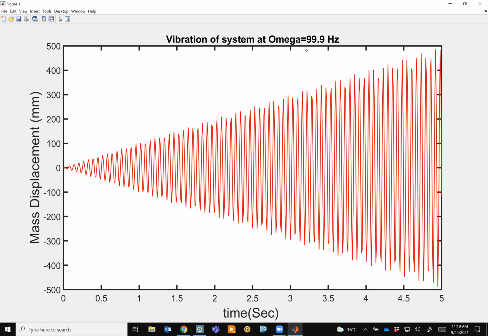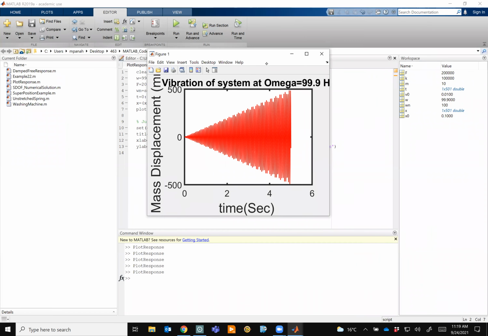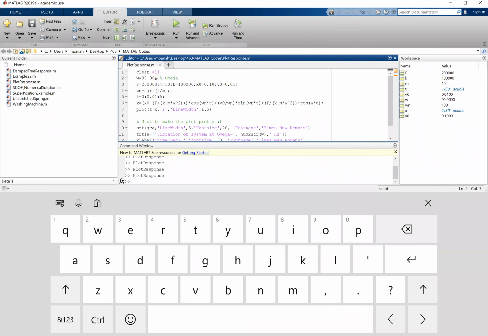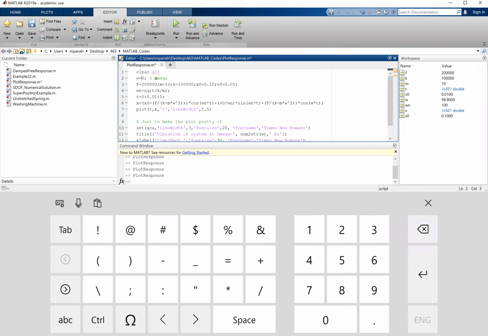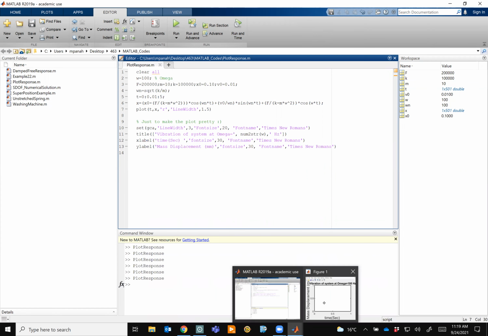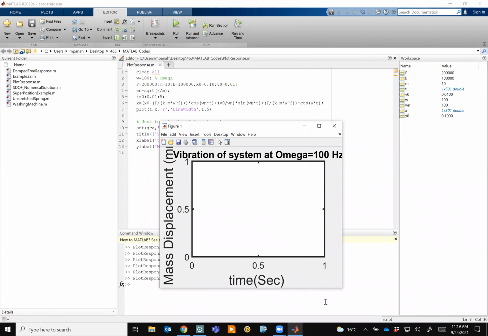This is a phenomenon which we call resonance. Resonance happens if the natural frequency and the forcing frequency are almost equal to each other. Why didn't I put 100? Let's try 100, exactly the same frequency. You will see that MATLAB probably gives us nothing, right?